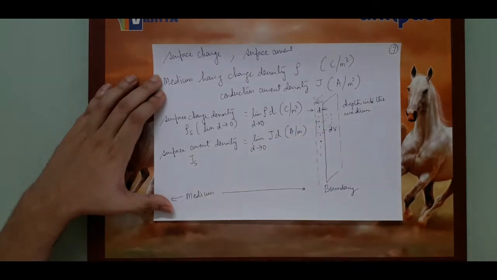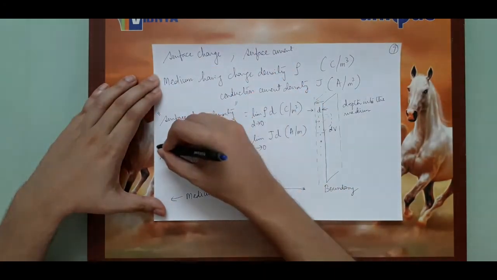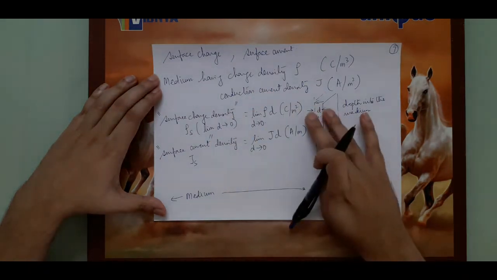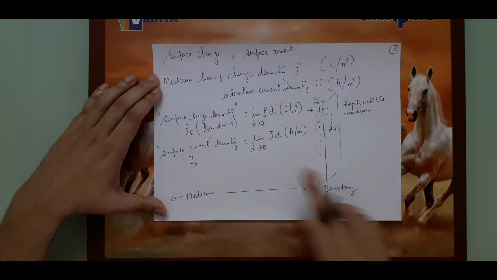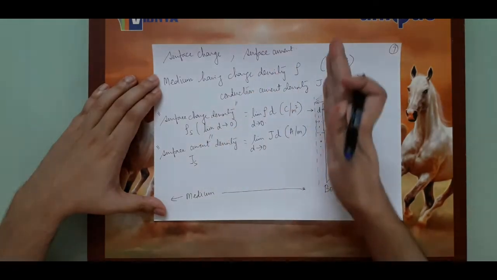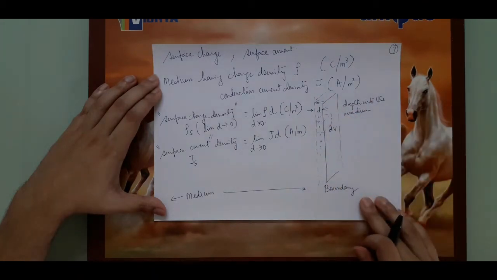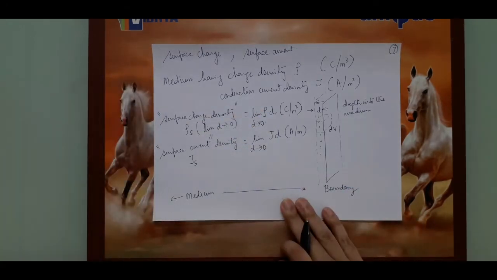So d tending to 0 gives us the surface charge, and because of that we have something called a surface current also. So we have just defined these two quantities, surface charge and surface current, using some approximations where we are defining some small depth d inside the medium, and by making d tend to 0 I am sort of looking at the immediate vicinity inside the medium. So we have defined these quantities and we are going to use them for our analysis.